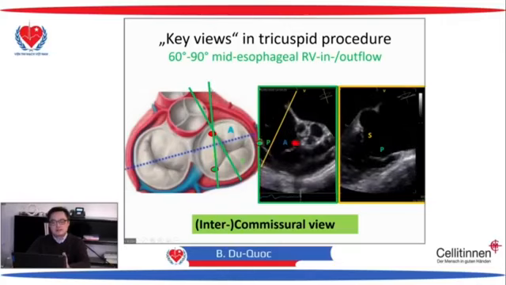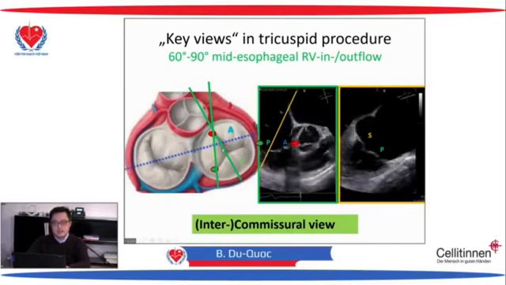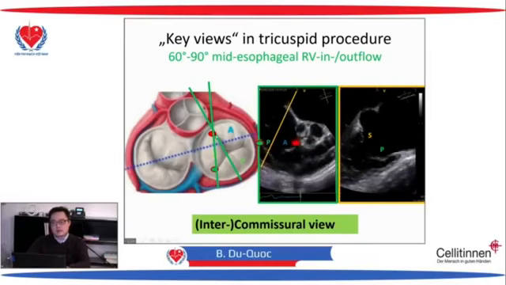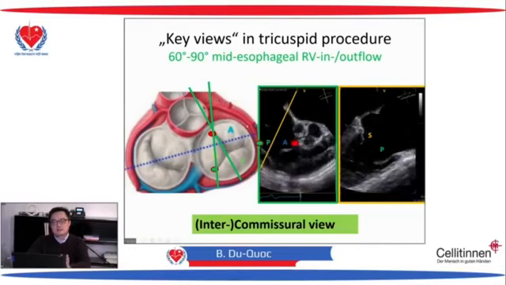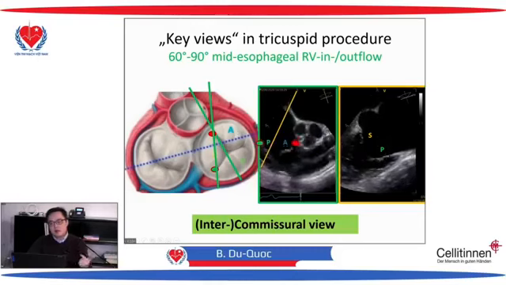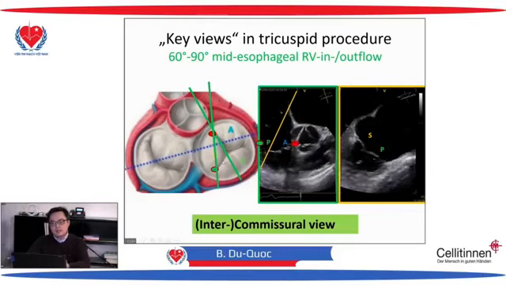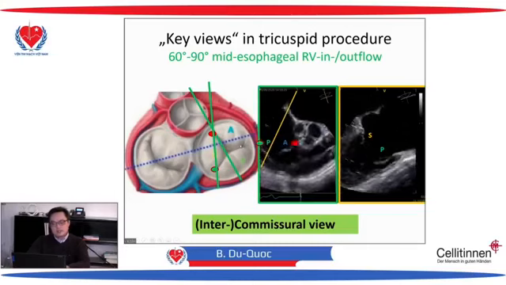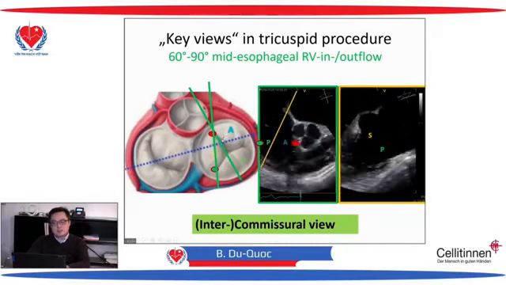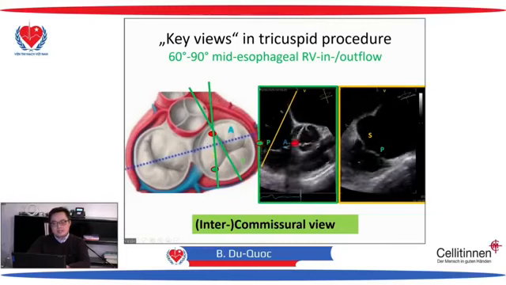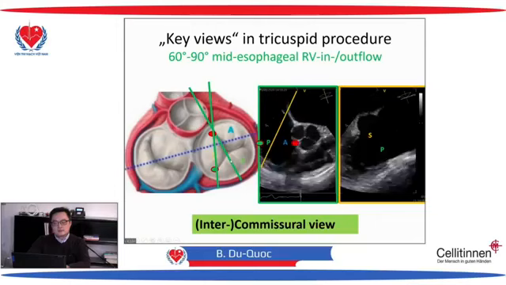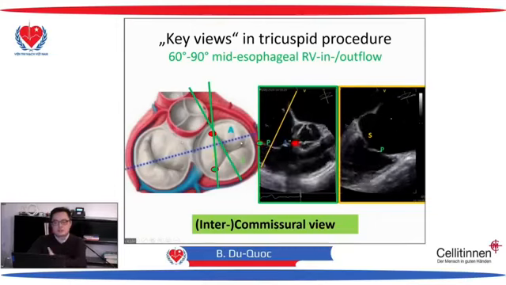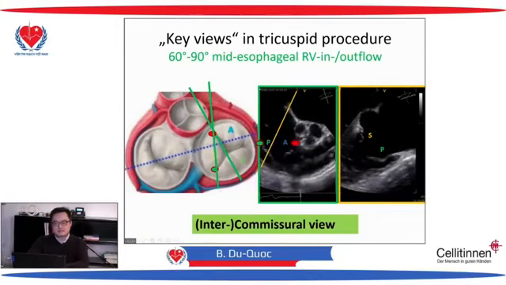Why is this intercommissural view so important? I want to give you the reason. As you know, we have functional tricuspid regurgitation. That means in most of the cases we have right ventricle dilatation, annulus dilatation along the free wall. So in doing TriClip, we clip mostly between the anterior and septal leaflet, or between the posterior to the septal leaflet. This means we clip orthogonal to this line.